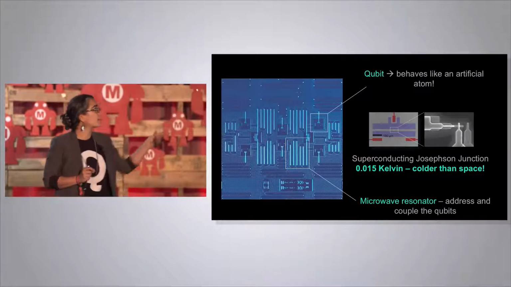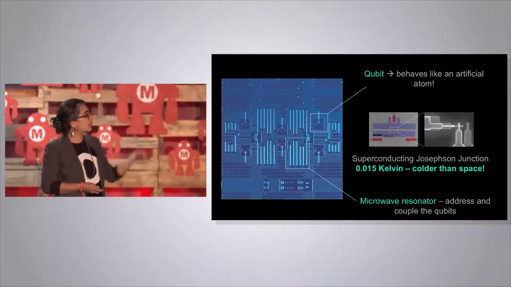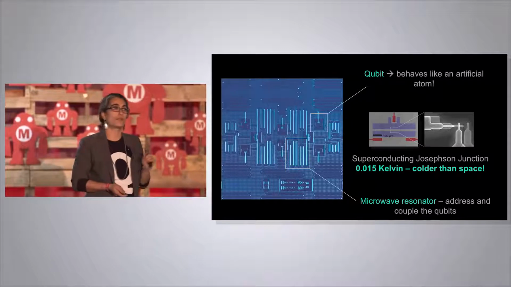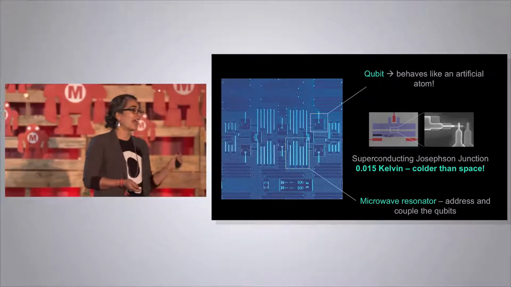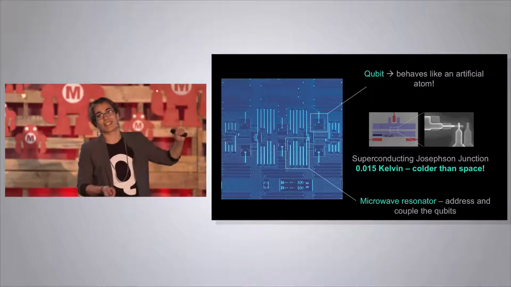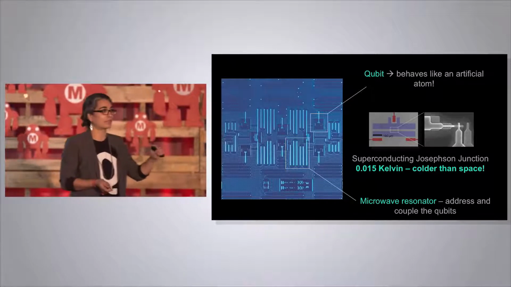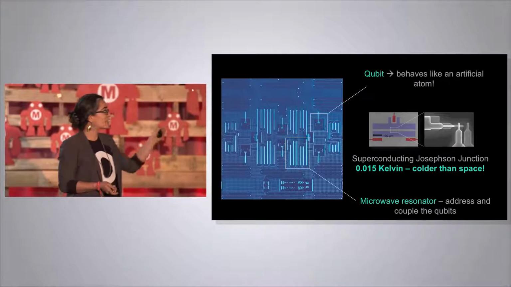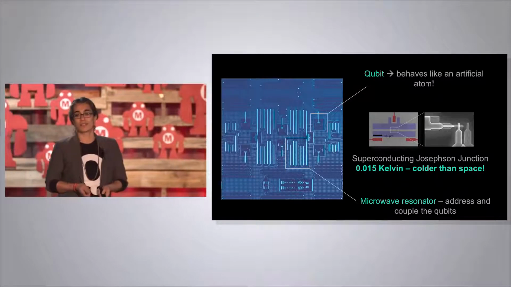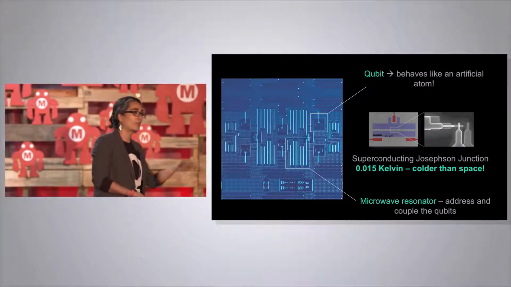You have these squares that are your qubits, and these squiggly lines are your microwave resonators, and inside of the qubit is a superconducting Josephson junction. And we've got to cool this thing down to 0.015 Kelvin, where 0 is absolute 0, right? Room temperature is 300. This is significantly colder than outer space. And we talk to the qubits with microwaves. So this is what it actually looks like. This is how we talk to the qubits.